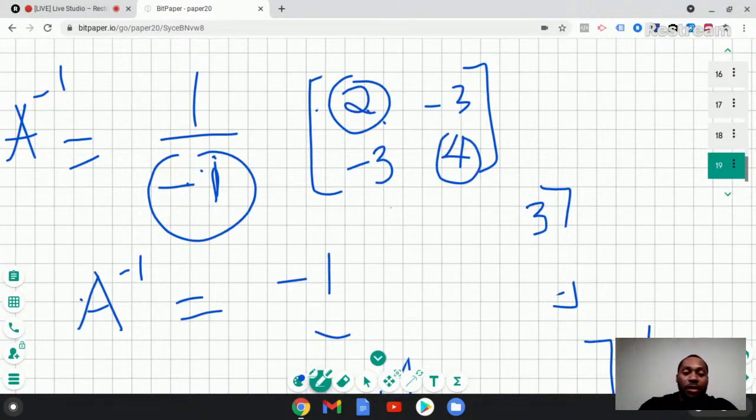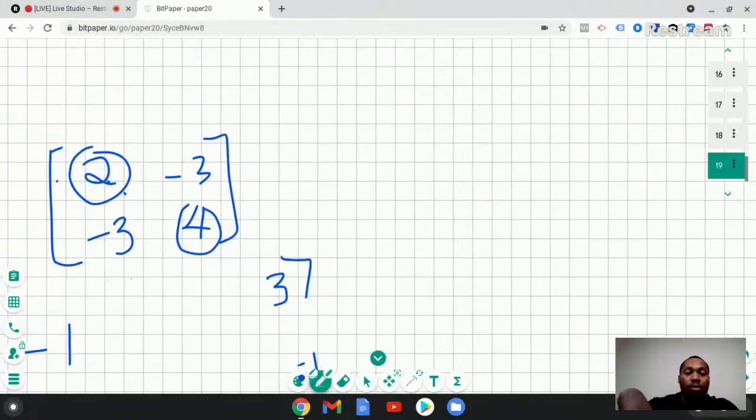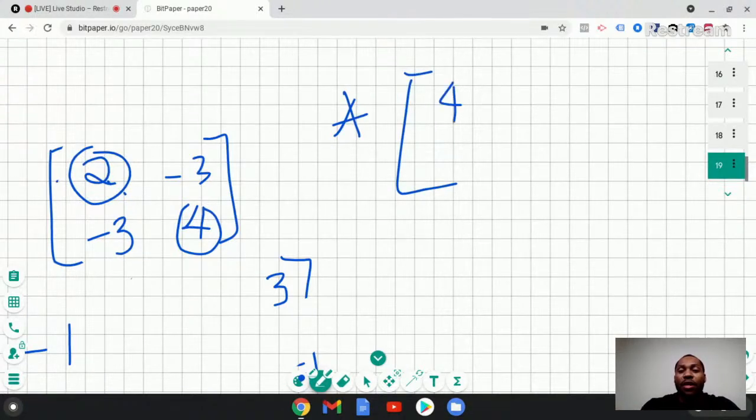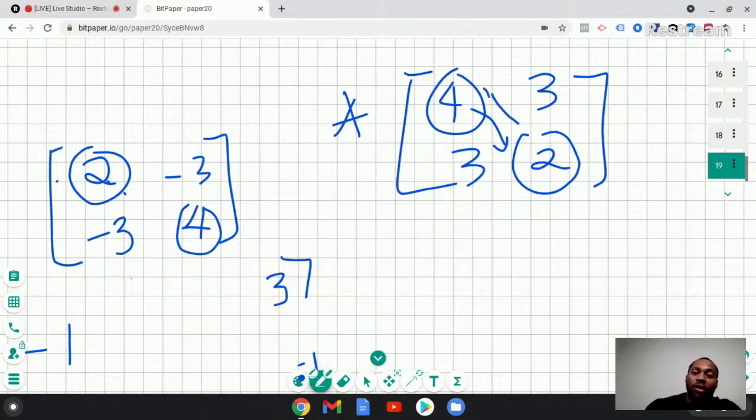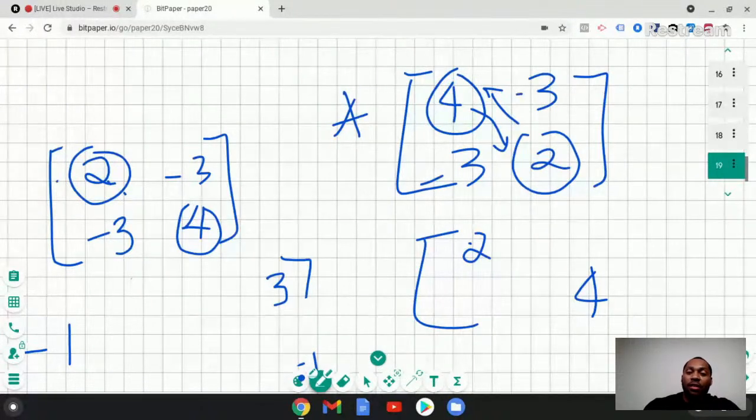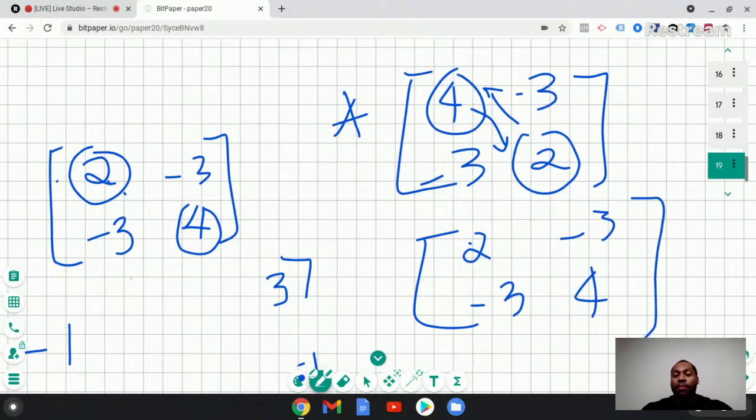So what we did here, that was A. I'm going to show you what A looked like before we did all that to it. A was 4 here, a 3, and a 3, and a 2, right? So what we did to A, we swapped those places. The 2 goes here, and the 4 goes there. And then we change the sign of these, -3, -3. All right, cool. So this is the new matrix. That's all we have to multiply by the determinant.